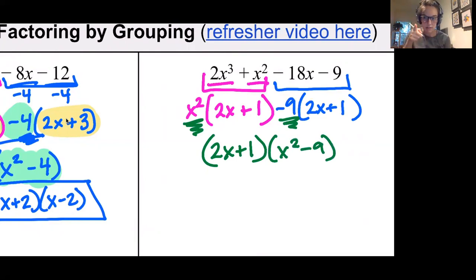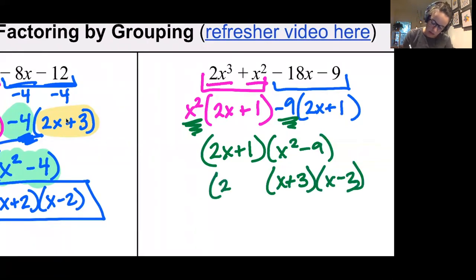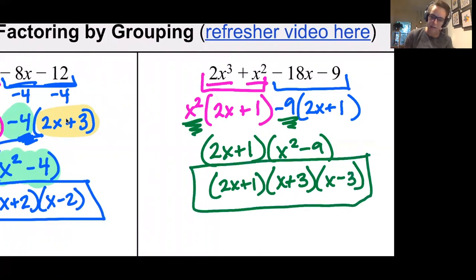Notice difference of squares, don't forget, keep going, so I would have x plus 3, x minus 3, not 2, and 2x plus 1, just like that. Fix that 3. So that would be my final answer there.